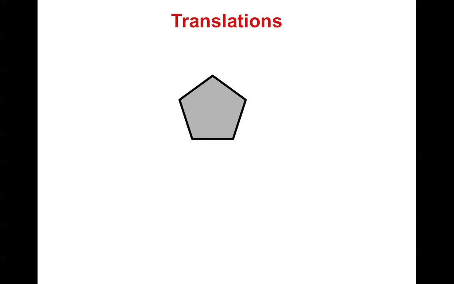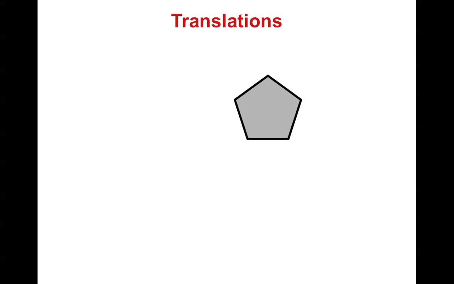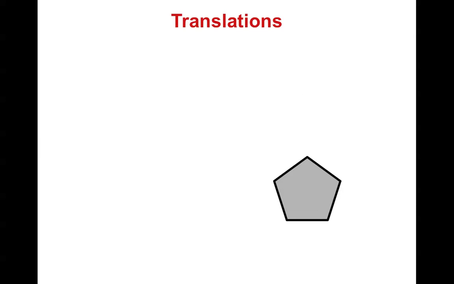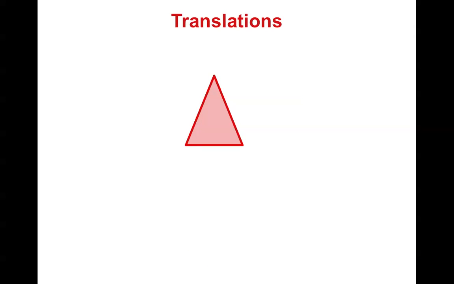So here's a pentagon. If I was doing a translation, I could just slide it to the right. And now I've got the new image, which is my image figure. I can move it down as well. And if I had this shape, I could even move it diagonally. Notice, the shape is not rotating, the shape is not reflecting, it is simply sliding from one spot to the next. How do we say that mathematically?